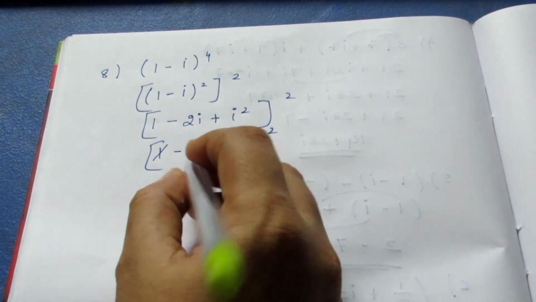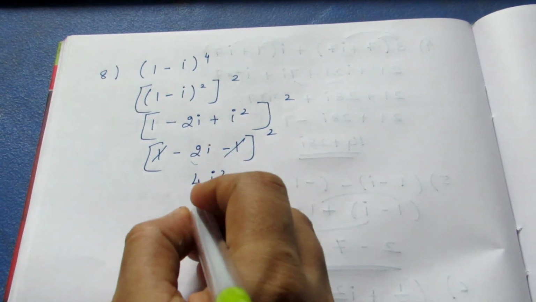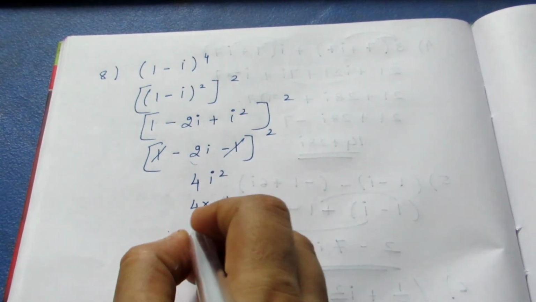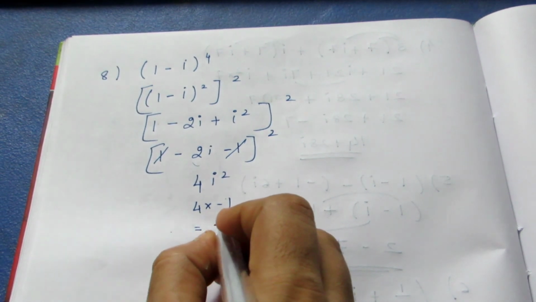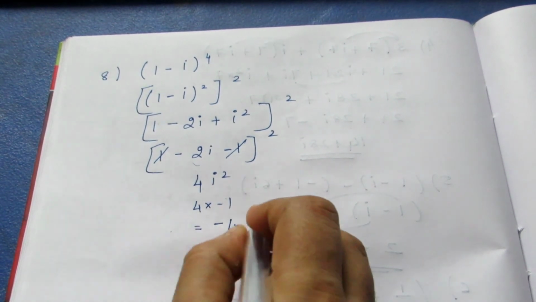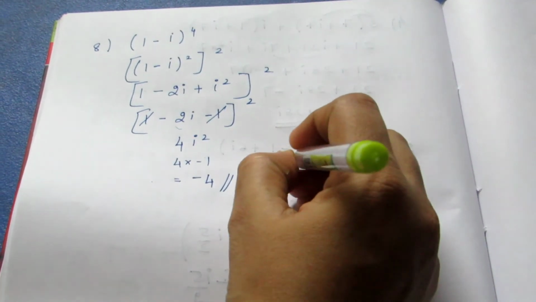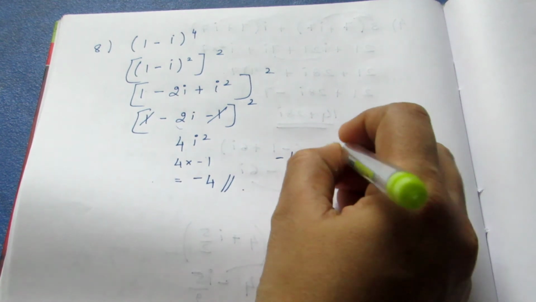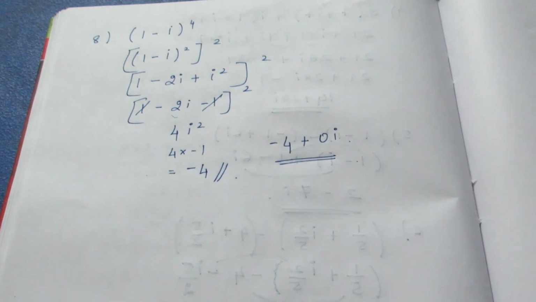So if you square this, minus into minus will become plus. Here it becomes 4. Here it becomes i square. Here 4 into minus 1 will become minus 4. But we need to write it in the form a plus ib, which is minus 4 plus 0i.